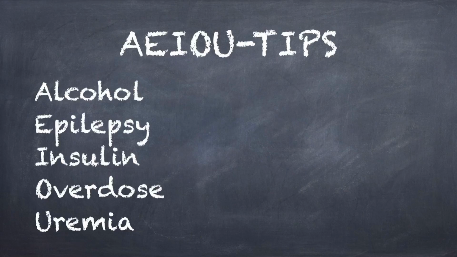O is overdose. Could they have possibly overdosed on something? Some people will also say oxygen. And do we have a hypoxic patient that we need to check? U is uremia, so could they have something wrong with their kidneys and they're building up toxins in their blood?